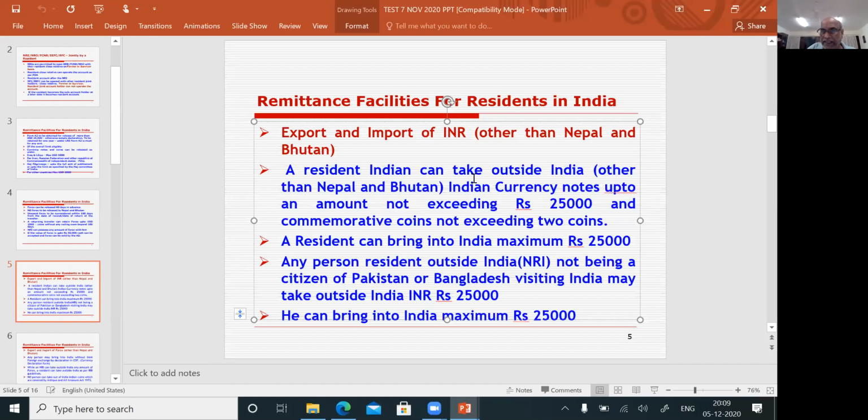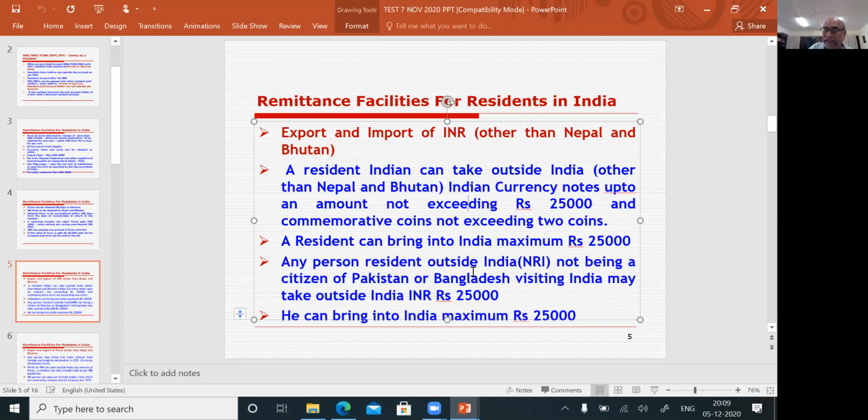A resident Indian can take outside India, other than Nepal and Bhutan, Indian currency notes up to an amount not exceeding 25,000 and commemorative coins not exceeding 2 coins. You know the coins are released in memory or in remembrance of somebody. More than 2 of those coins they cannot carry. The maximum amount is 25,000. A resident can bring into India maximum 25,000 Indian rupees.